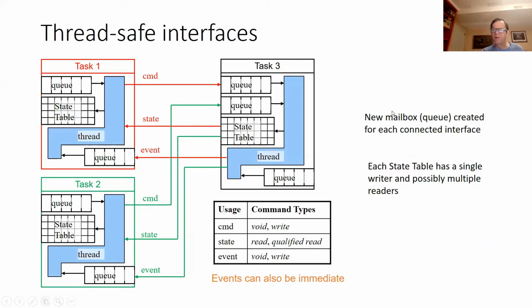One thing I want to point out on this slide is that we actually created a new queue for every component that connects to another. I'm calling them tasks here, but these are the components. We create a new queue, so that each queue has only a single writer. And so you can avoid issues with concurrent access to writing to the queue.